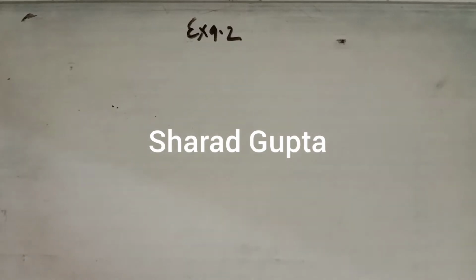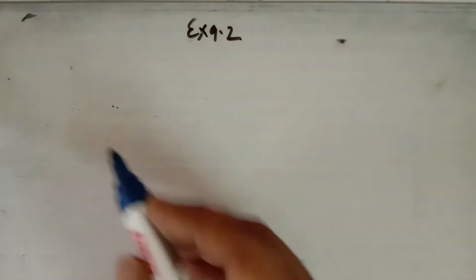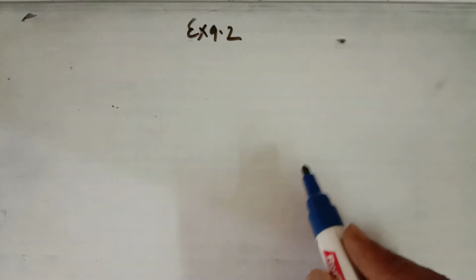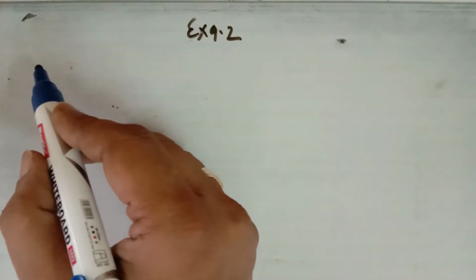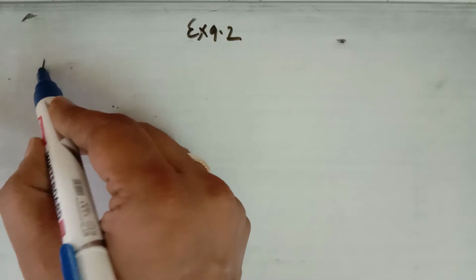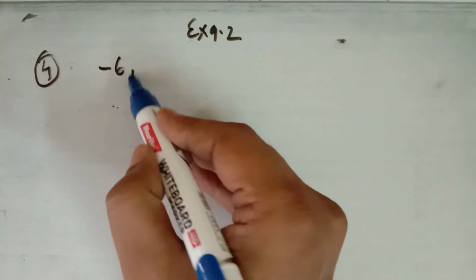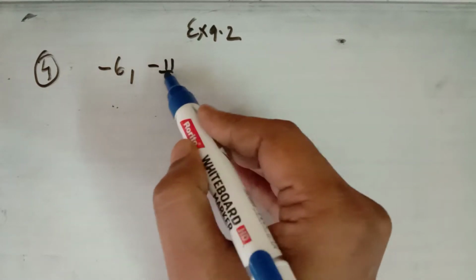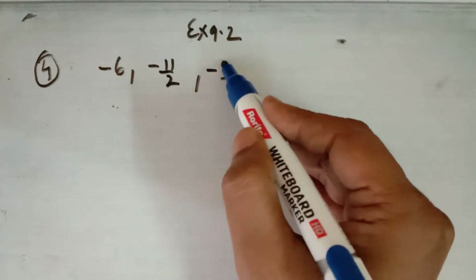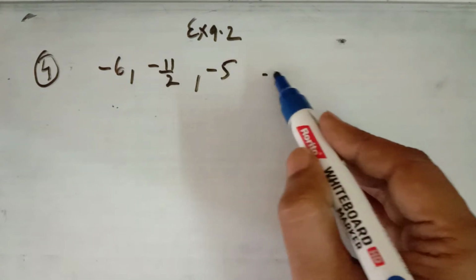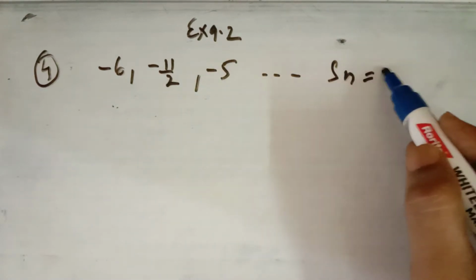So this is lecture number 3 for the chapter Sequence and Series of class 11th, and we're discussing Exercise 9.2. Let us take question number 4. You read from your NCERT book. How many terms of the given AP are needed to give the sum as minus 25? You have to find the number of terms.